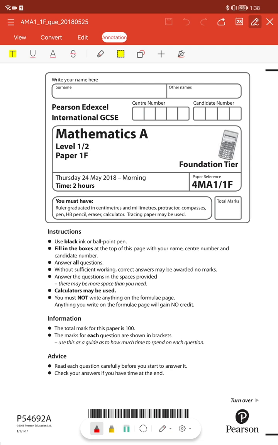Hi guys, we're going to go through the Pearson Edexcel iGCSE Mathematics A, paper 1 from 2018 for the foundation tier, and this is Final Education.